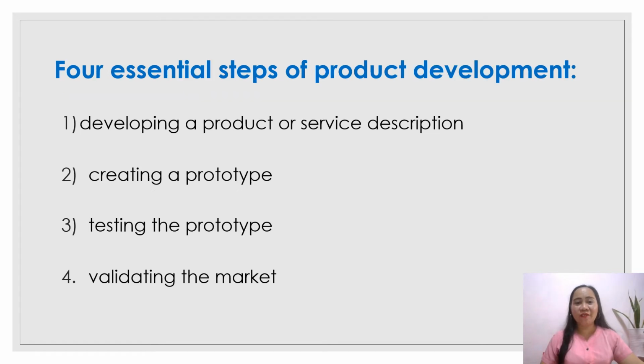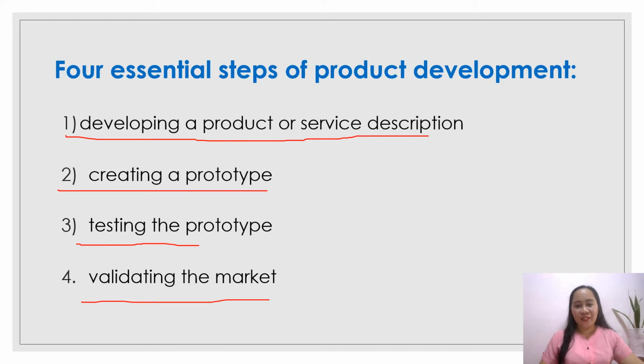So here, we will be talking about the 4 essential steps of product development. First, it is developing a product or service description. The second one is creating a prototype. Third, testing the prototype. And the fourth one is validating the market. So, let us discuss each of these. So, let's go.